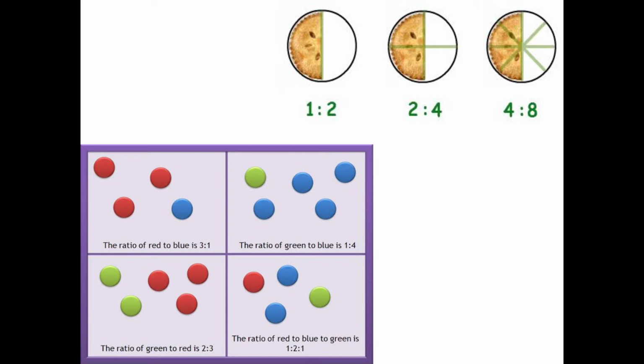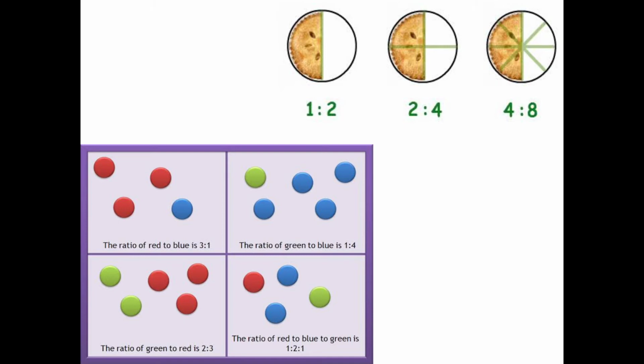Coming to one more example, the ratio of red to blue. First we have to write the red and next the blue. Red to blue, red means 3 is to 1. The ratio of green to blue: how many green? 1 is to, how many blue? 4. So 1 is to 4. That is the ratio of buttons.